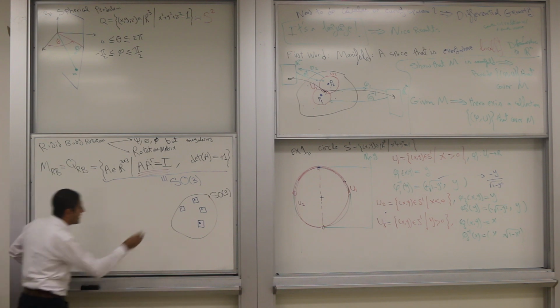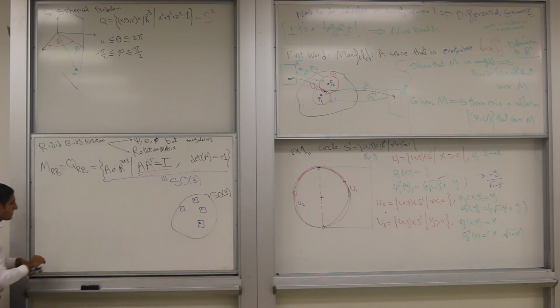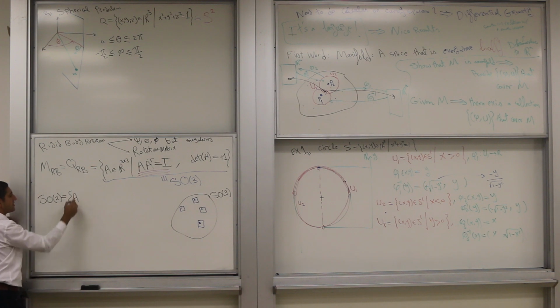So this is a manifold. I will not prove the three-dimensional case, I will prove the two-dimensional case, SO(2). Okay? Is every special orthogonal matrix 2 by 2?